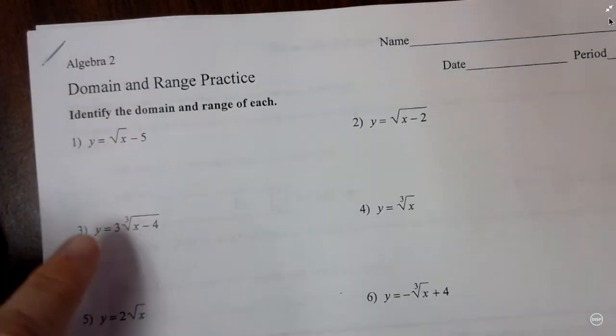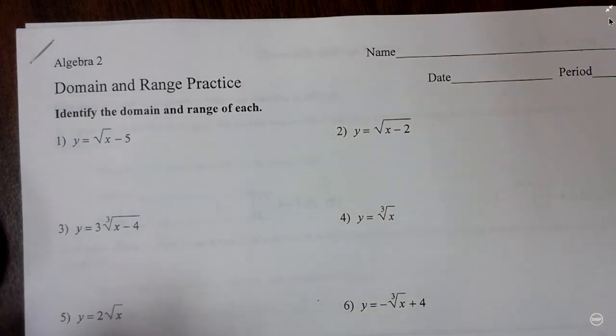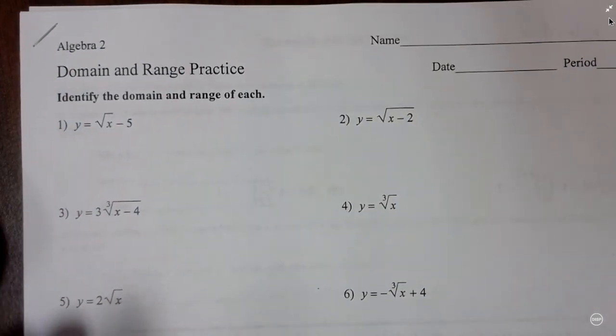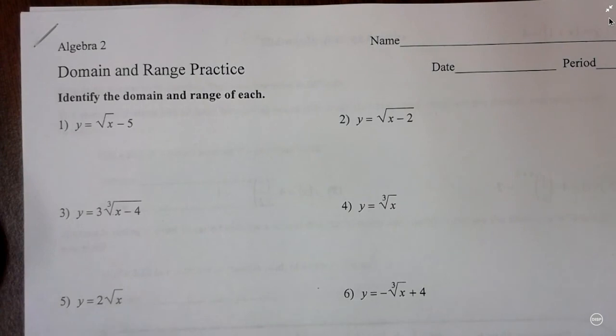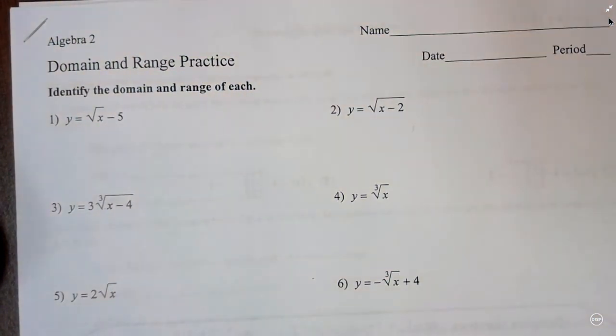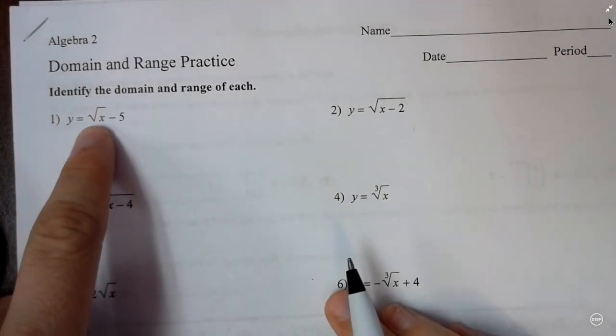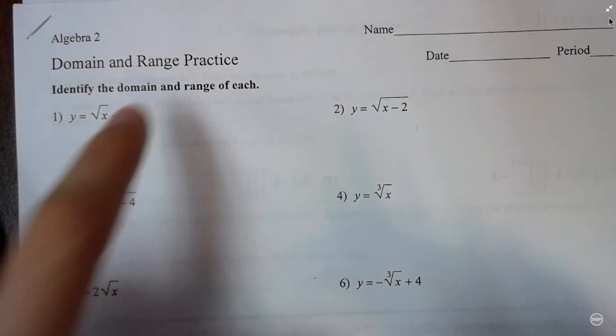We're going to do a few of these examples just so you have some extra help before you start your assignment. And you'll want to have a graphing calculator available. So we're going to start with number 1. Y equals the square root of x minus 5, and we need to find the domain and range.